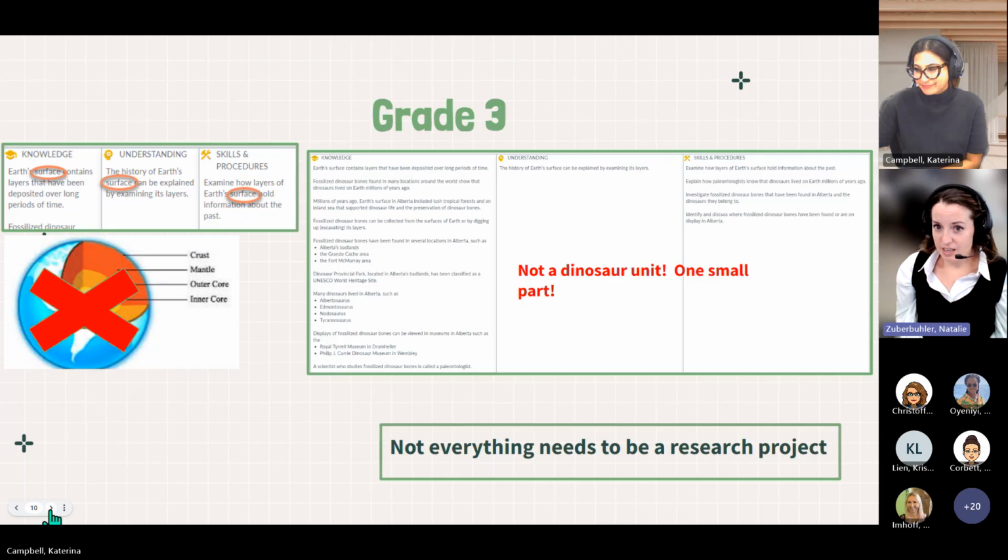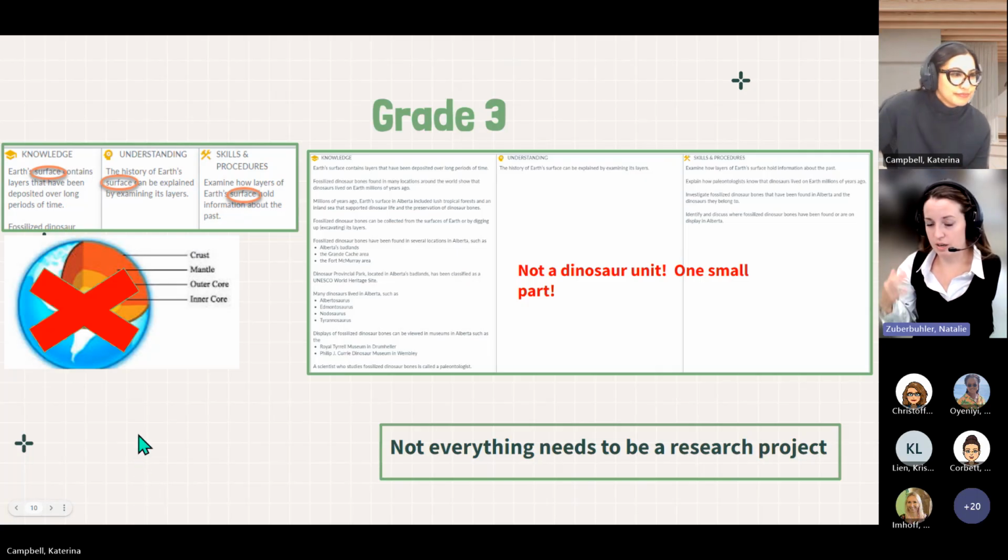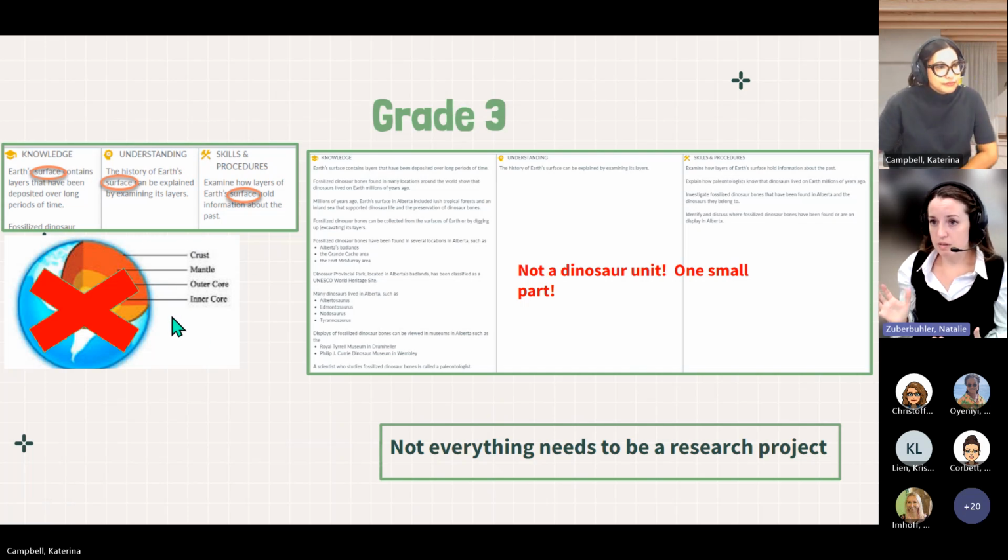In grade 3, you're going to see a lot of different resources, or you might come across things that are talking about crust, mantle, outer core, and inner core. But if we look at the cusp in Earth systems for grade 3, we only see the word surface, surface, surface, and surface. We are not going deeper into the layers of the Earth.